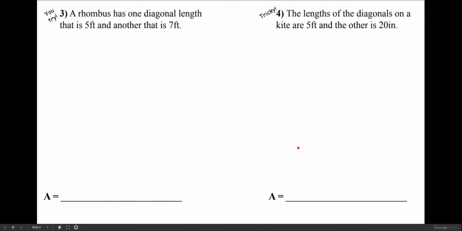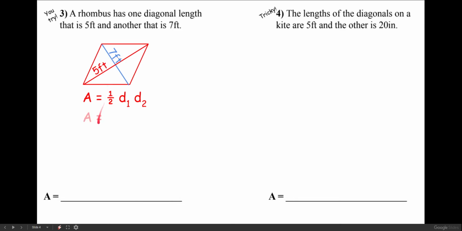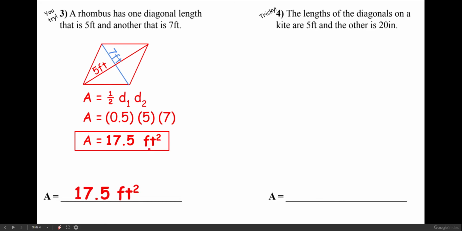Let's try another one. You can try this one, number 3. You can pause if you'd like. Anyhow, a rhombus has one diagonal length that is 5 feet and another that is 7 feet. So I'm going to draw my rhombus. Remember, it doesn't have to be perfect. Let's say this is 5 feet and that's 7 feet. Let's fill it in: 1/2, which is 0.5, D1, 5 times D2, 7. Multiply that out on your calculator. 17.5. 17.5 what? It should be square feet because we're talking about area, which is measured in squares.